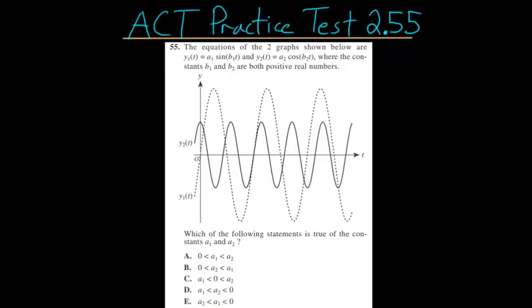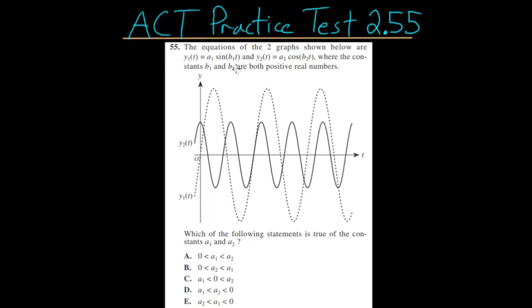For the 55th problem on the second ACT practice test, the equations of the two graphs shown below are y1 of t is equal to a1 times the sine of b1 times t. So that function is this dashed line here. And y2 of t equals a2 times the cosine of b2 times t. So that's this solid black line here, where the constants b1 and b2 are both positive real numbers. Which of the following statements is true of the constants a1 and a2?